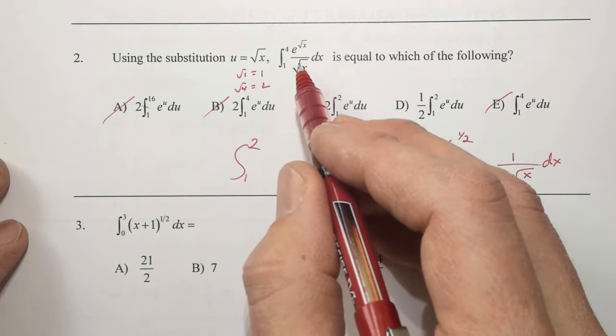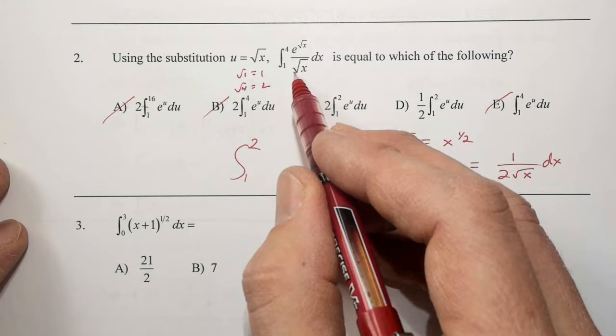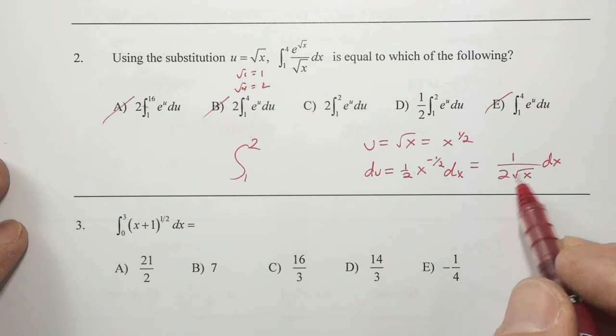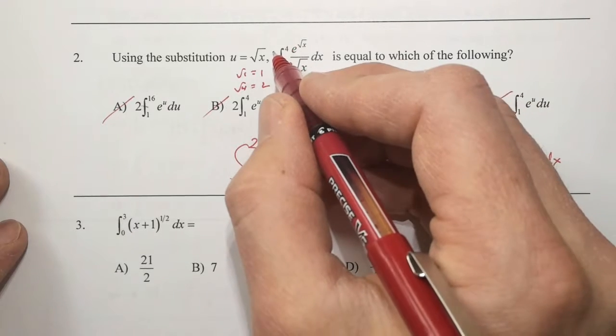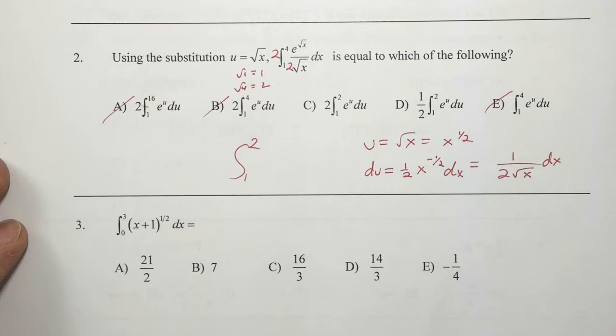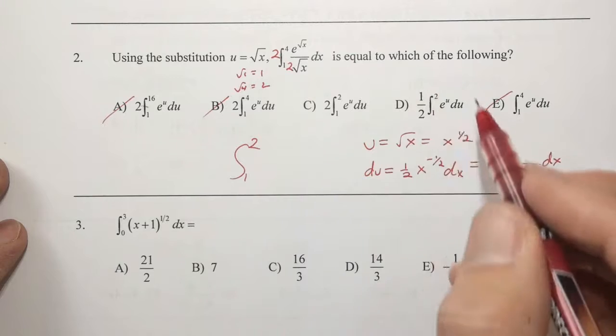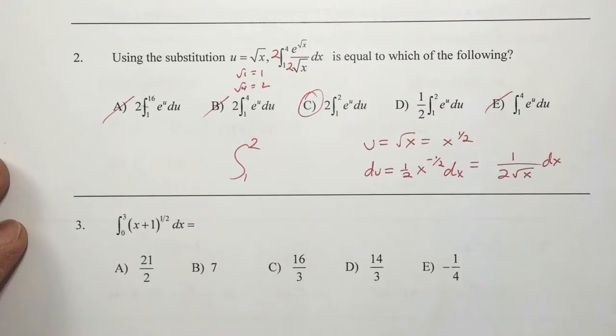Go back to the original: we have our dx, we have our square root of x in the denominator, but we don't have the 2 in the denominator. So we need the 2 in the denominator, which means we need a 2 in the numerator out front. So we want the 2, not the half. Our answer, once again, is C.